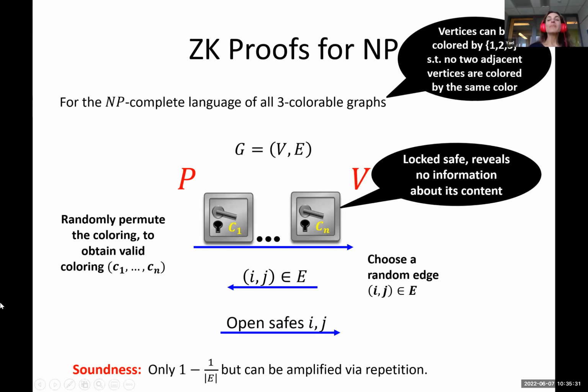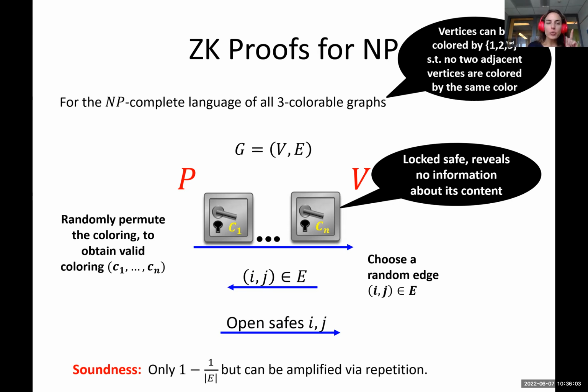So what about zero knowledge? Is it zero knowledge? That's where I need the permutation, to randomly permute the coloring. So far I didn't use it, but now it's coming into play. So let's see. What did the verifier learn? He got a bunch of safes and learned nothing. Then he asked for a random edge. He got the opening of 2 safes. What did he learn? He learned 2 colors, 2 distinct colors.